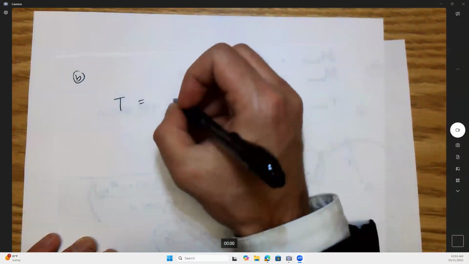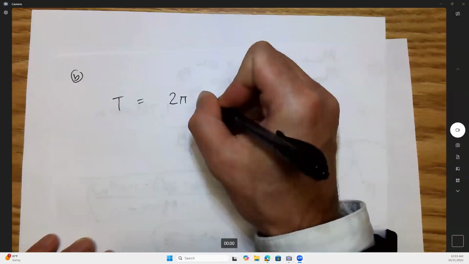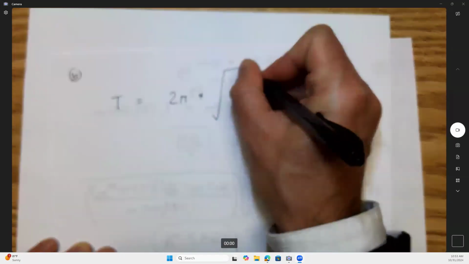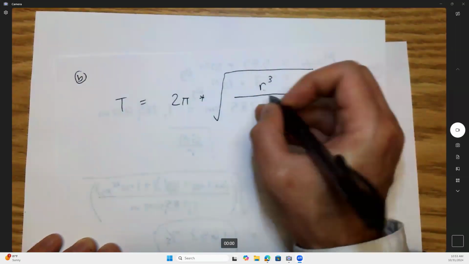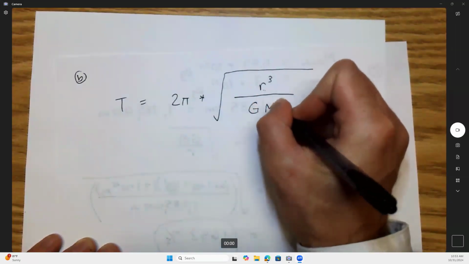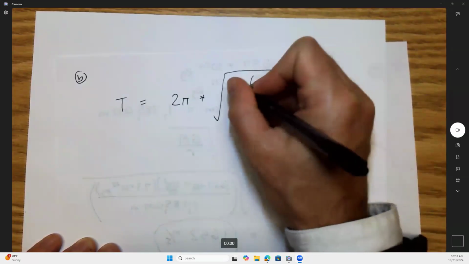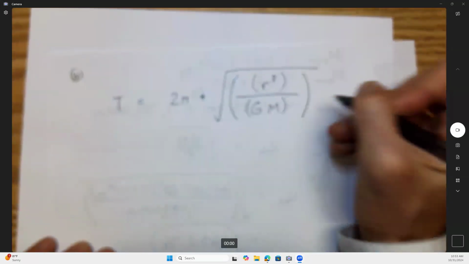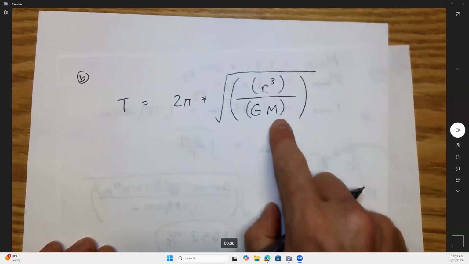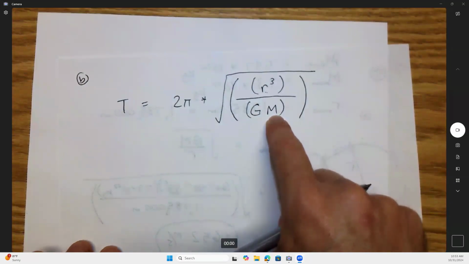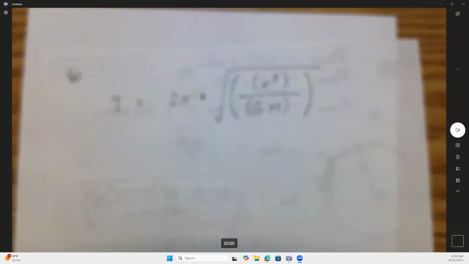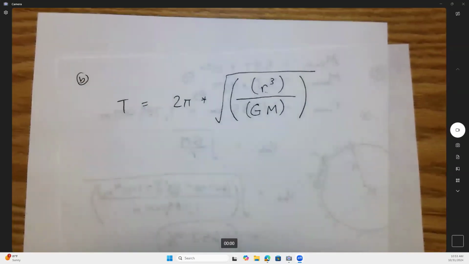So for 92B, the time to go around for a circular orbit ends up being 2 pi times the square root of the radial distance cubed divided by GM. Which mass does this refer to? The mass of the moon, if you're orbiting the moon. So this is a cannonball orbiting the moon. Does the mass of the cannonball show up anywhere in that equation? Nope.